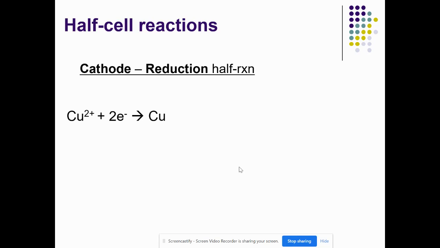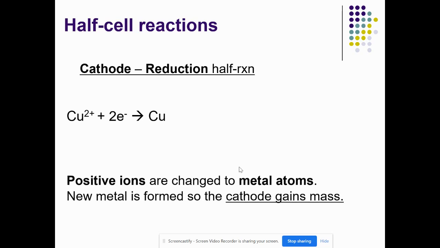All right, so here's our cathode reaction. This is the reduction half reaction, just like you'd see it in the table. So you're going from the ions, Cu2+ plus 2 electrons, to solid copper. In this one, the positive ions are being changed into metal atoms. You're taking those ions from solution and plating them right onto the cathode. So the cathode is gaining mass as the cell operates.